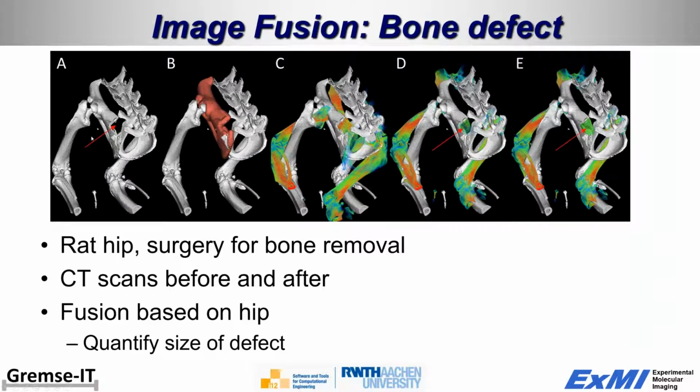The problem with that, if you want to fuse the scans, you can see it here as underlay and overlay, is that the legs have a different pose, so that can disturb your fusion. So what we did was we segmented this part of the hip, shown in brown, and then the fusion is restricted to this region, and the hip before and after just snap on top of each other, lying on top of each other here. And then we can use this to segment the bone defect.